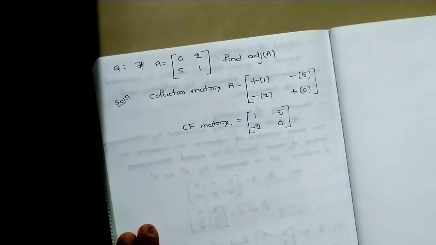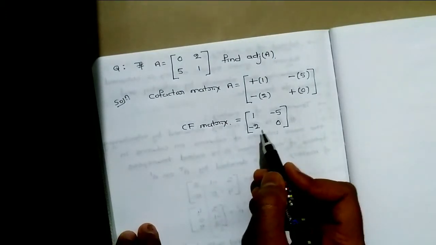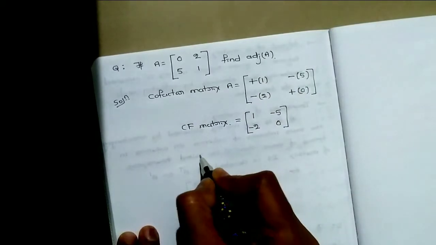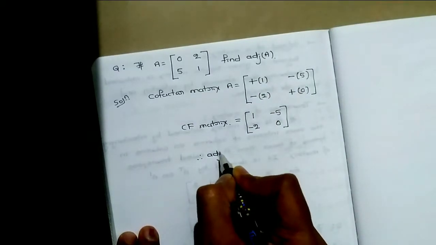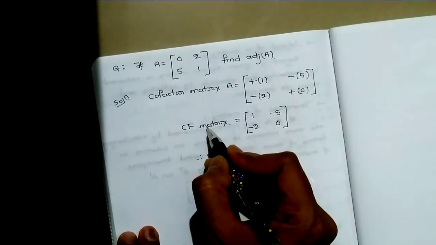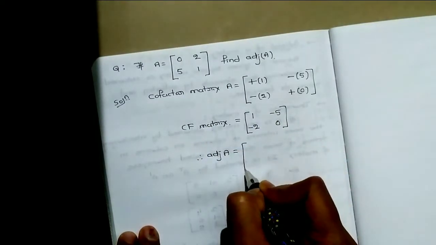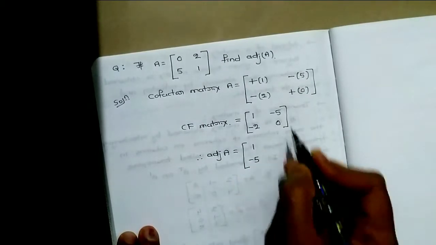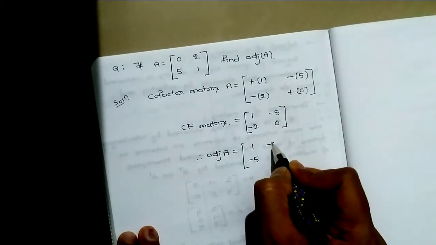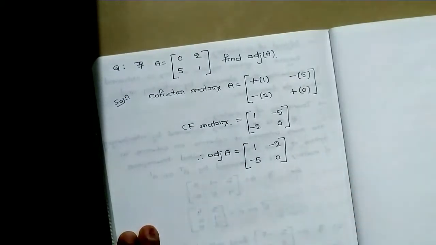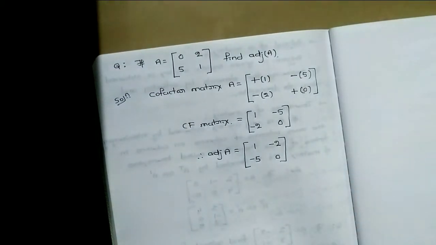Cofactor matrix. So once you get the cofactor matrix, next step is to find out adjoint of A. Therefore, adjoint of A is equals to, what to do? Take the transpose of this cofactor matrix. So interchange, first row I am going to write as a first column, second row I am going to write as a second column. So this matrix indicates what here? Adjoint of matrix.